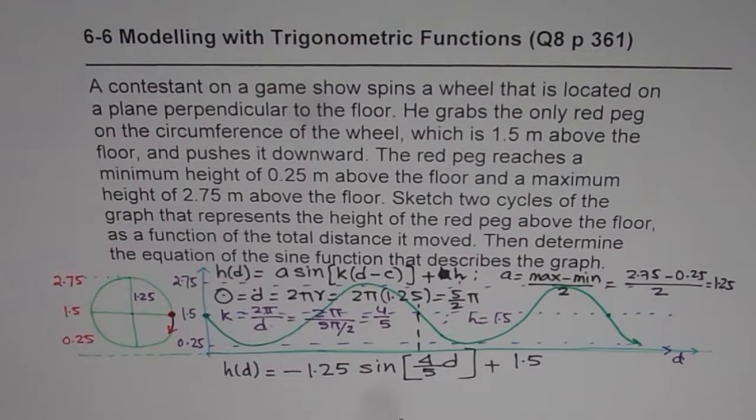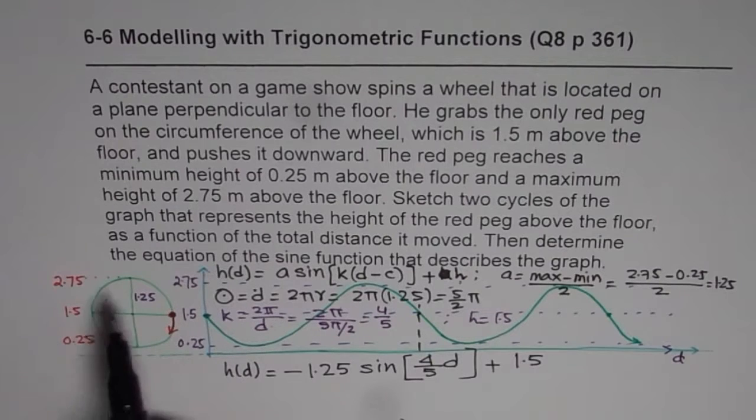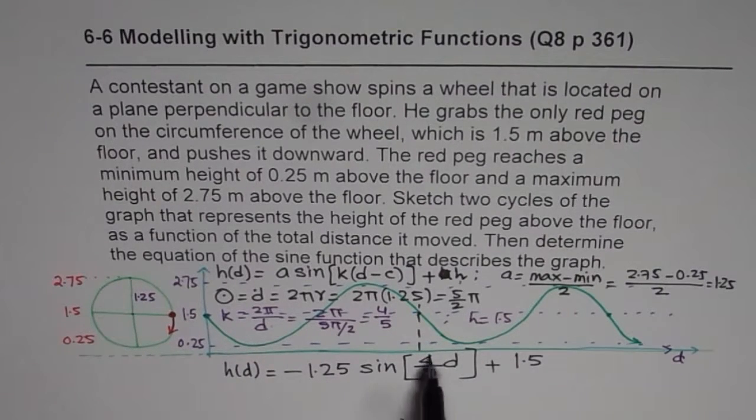So I hope you understand and appreciate how to do it. It is important to understand that in such cases, the independent variable is the distance along the circumference. Based on that, the height of this peg is changing, right? So h of d equals minus 1.25 sine of 4 over 5 d plus 1.5 represents the height of the peg in meters, right? So that is how you should be doing it. I hope it helps you to understand the concept.